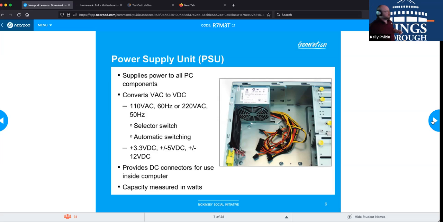So power supply converts alternating current to direct current so that your components inside the PC can use the voltage or the electricity coming out. Power supply also shortly called or abbreviated to PSU, which is power supply unit.